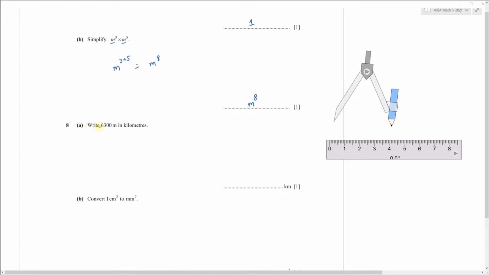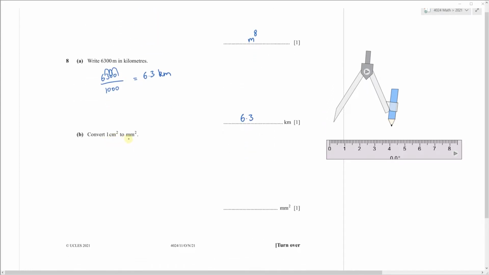Question number 8, part A is write 6,300 meters in kilometers. So you know that 1 kilometer has 1,000 meters. So you have to divide by 1,000 to convert meters into kilometers. So you have 3 zeros. Decimal will move 3 places to the left. 1, 2, 3. So this will be 6.3 kilometers. 6.3.